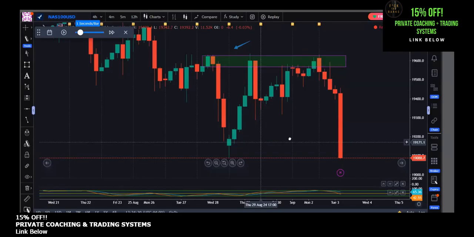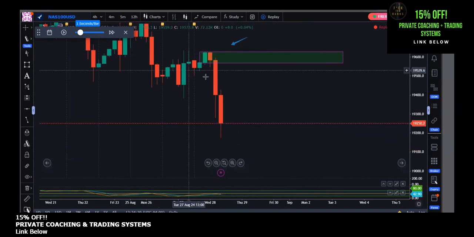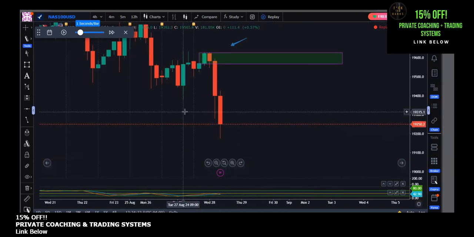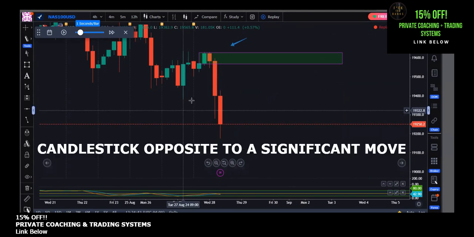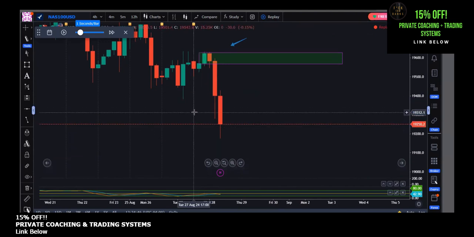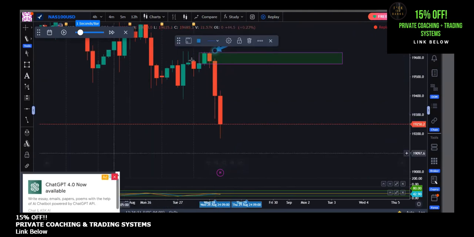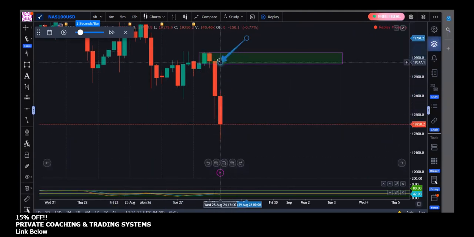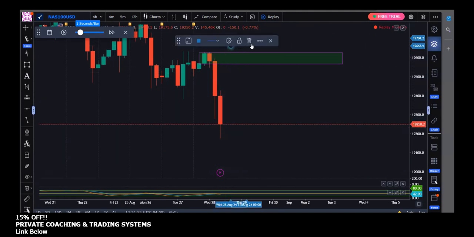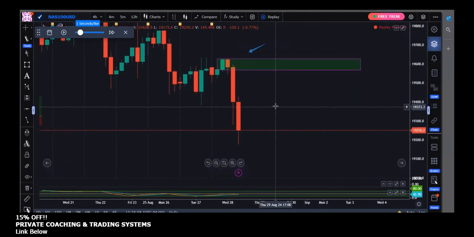So let's continue. This is an example of a supply zone. How can you identify a supply and demand zone? A demand zone or a supply zone is basically a candlestick which is opposite to a pretty big push or move. In this example, we can see how price left this bullish candle, and after that, we had a pretty significant drop. That is going to be your supply zone.